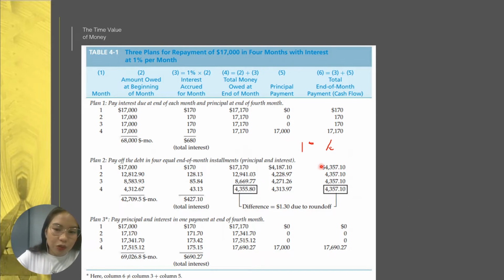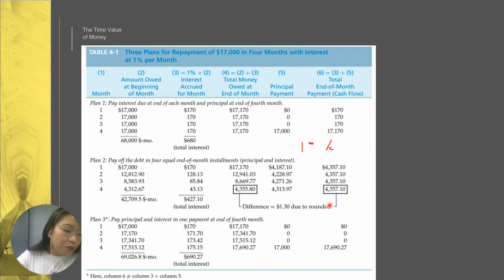For this purpose, we do not yet have a method on how we come up with this, but we will discuss that later on. But here, the interest is compounded. And the 17,000 principal is completely repaid within 4 months. Within 4 months, it is done, you have no more balance.